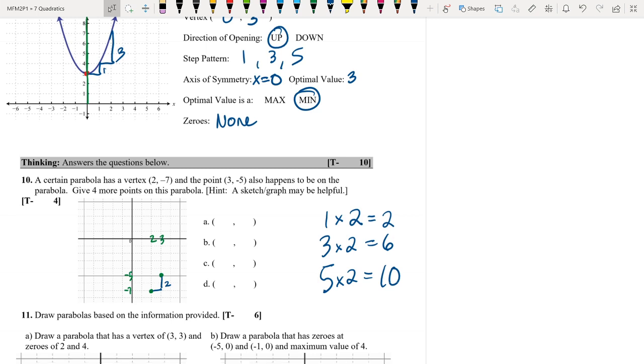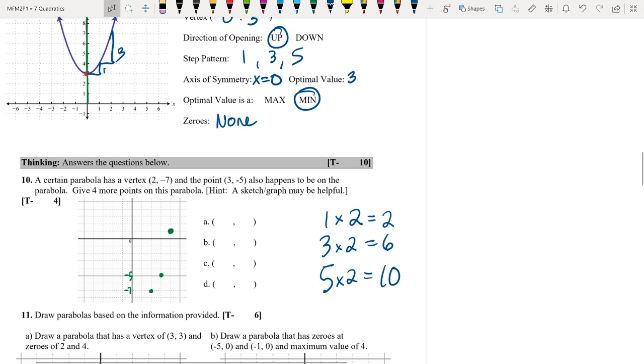And so from here, I got to go over 1 and up 6. That's going to take me to this point right here. All right, and then I can erase the steps. But you can see I now have one point.